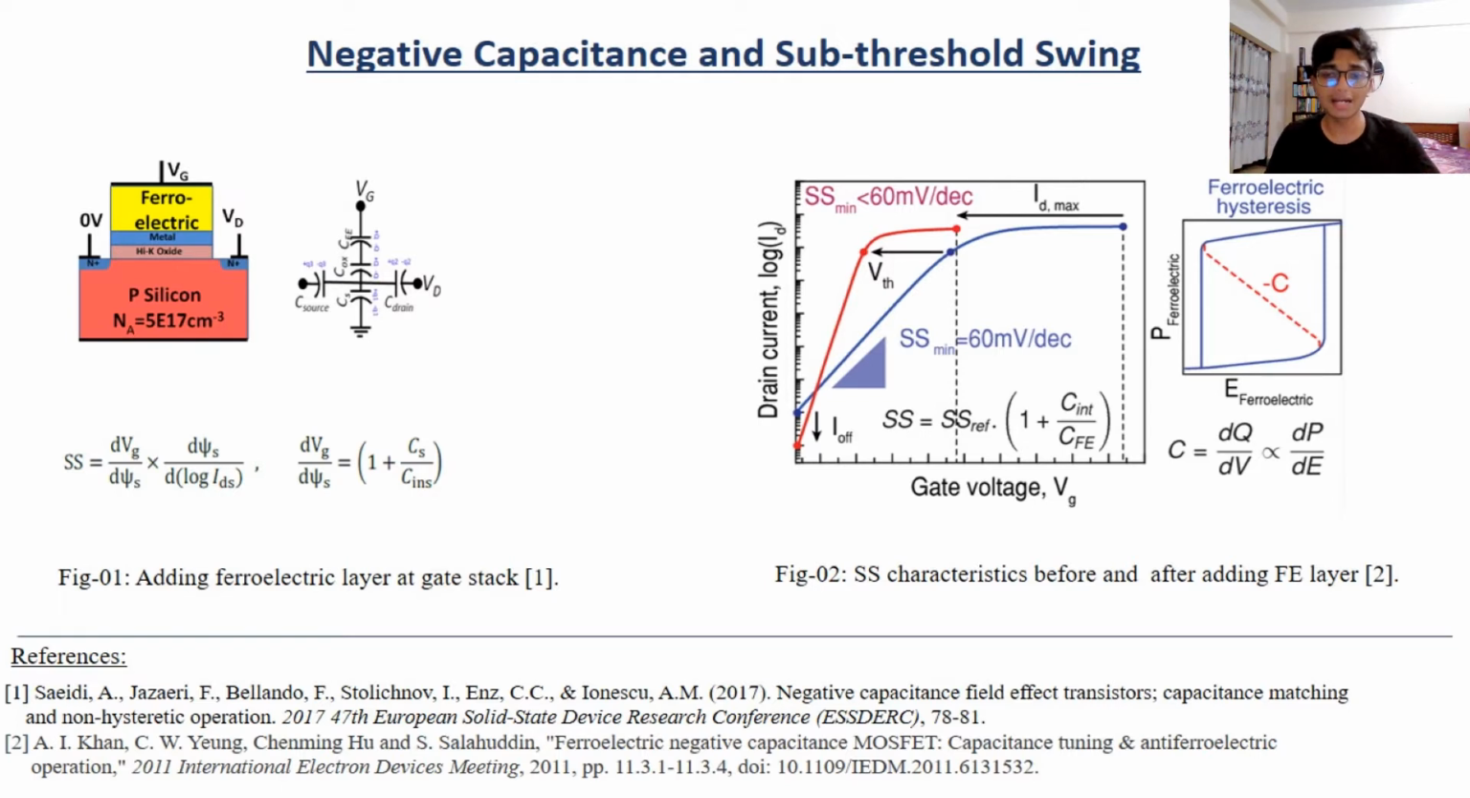To reduce the power hunger of ICs, the transistors should be designed such that they can turn on at a very low voltage, having significantly low subthreshold swing with high on-off ratio. Here in figure 2, from the gate voltage versus drain current graph, we can see that subthreshold swing is the inverse of the slope of this curve, which cannot be smaller than 60 millivolt per decade with the existing oxide capacitance and substrate capacitance in series.